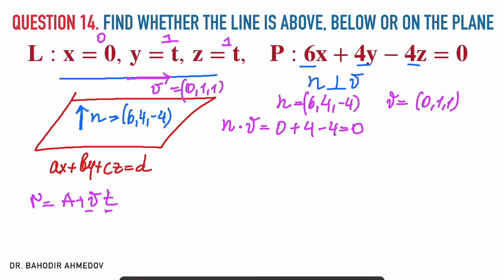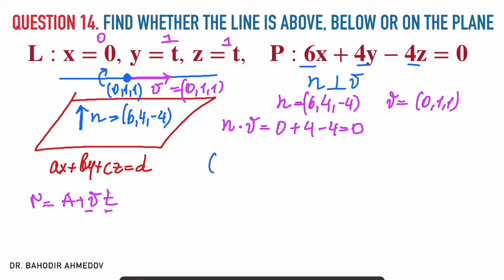Now, in order to understand whether this line is above or below the plane, we just need to find one point on the line and substitute this into the equation of the plane. So let's choose one point on the line. This point is going to be 0, 1, and 1. It can be a point on the line, because if you substitute this into the equation of the line, it fulfills that. I'm just going to substitute this into the equation of the plane.